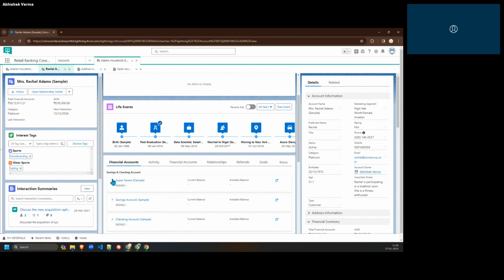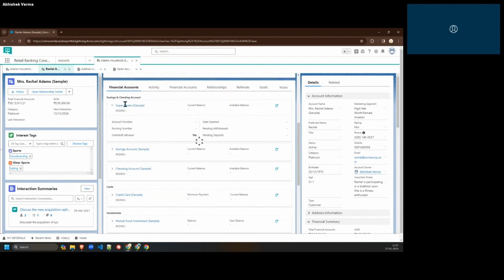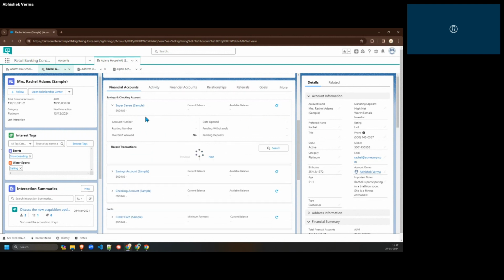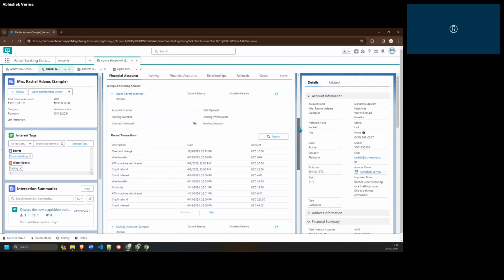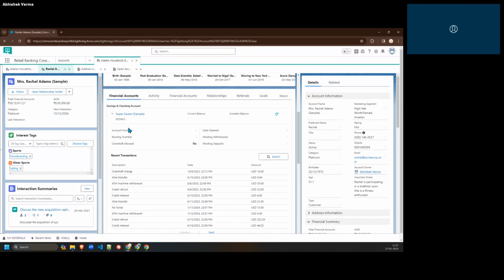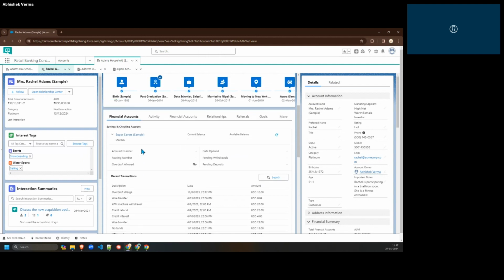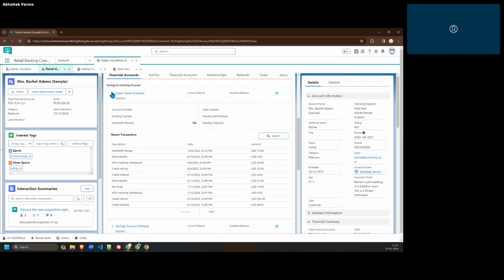Now we will click on the Super Saver. It will display the details of a particular account and the transactions with it. And you can see here all the transactions of that particular account. You don't have to go to the financial account and see the transactions. Just by opening the particular account, you can see all the details on a single page.